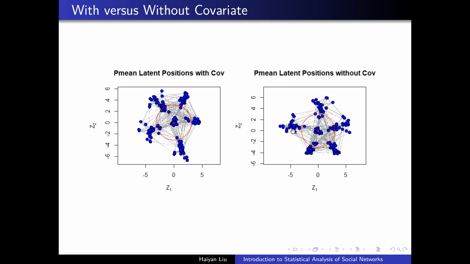Because without the covariate, the latent positions reflect all the dependency in a manifest network. However, with covariate, the latent positions only reflect the dependence that is not explained by the covariate yet. So therefore, the information those latent positions try to demonstrate is different in those two situations, and the latent positions are slightly different.